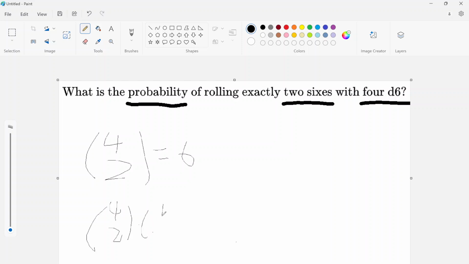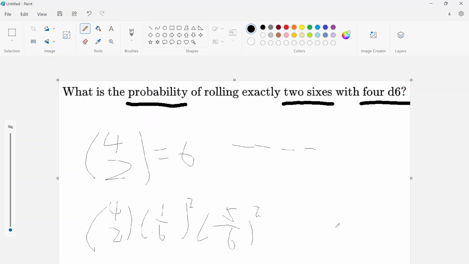Then we multiply by (1/6) squared, because we want two boxes. We have four empty spaces and we want any two of those to be 6, so it's a total of (1/6) squared chance. All right, but we also want the other two to be 1, 2, 3, 4 or 5, so that's just a 5 over 6 chance each.